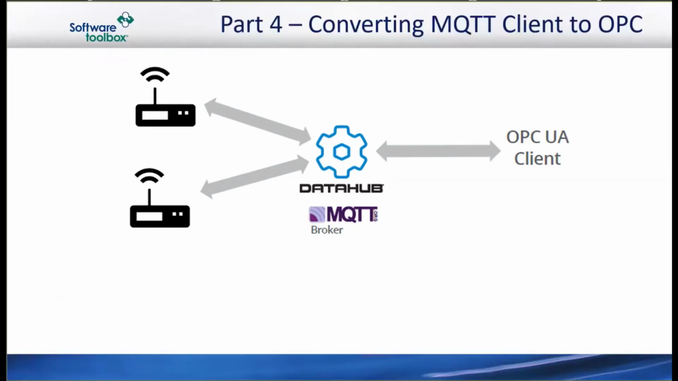We are going to cover how to have the data hub listen to MQTT client devices that are publishing data to the data hub broker, how to interpret those messages and convert them to OPC items. So let's go ahead and do that next.